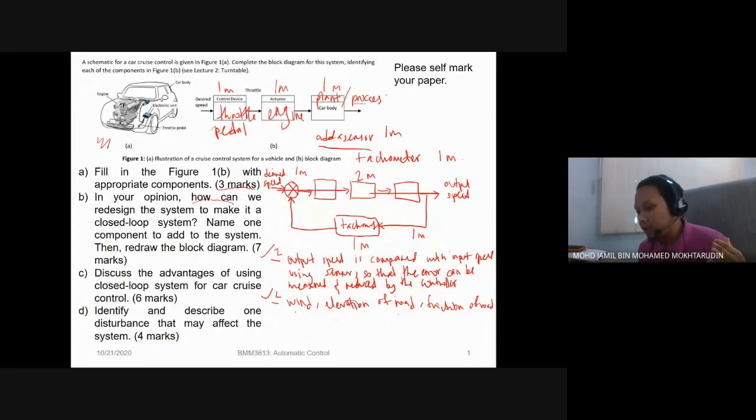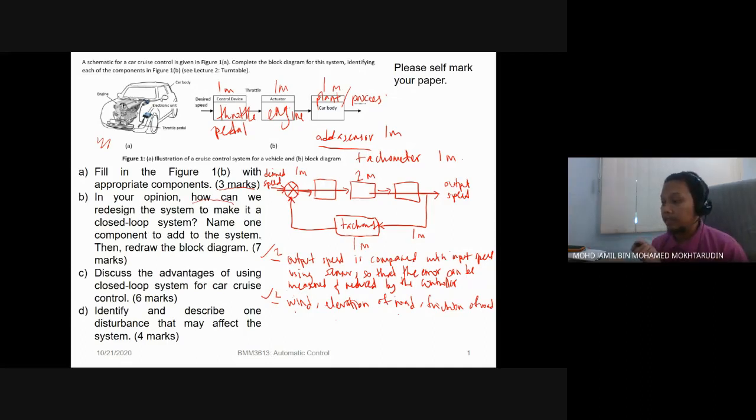So the question: describe how this disturbance may affect the system. So for the wind, the wind will give a force, maybe a backward force or a sideway force, for example, that could reduce the speed of the car. Explain properly how; don't explain that wind makes the car fly, that's nonsense.